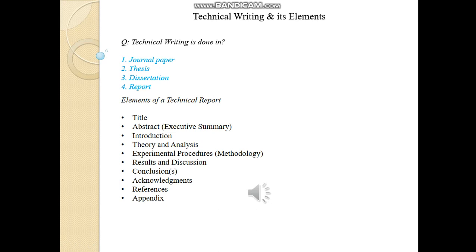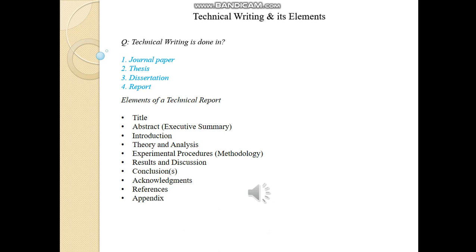The first thing that we will have to look at is what are the entities or elements for which technical report writing is done. So there is a list given over here. There are 4 things which actually require technical report writing. The first one is a journal paper. It is actually a manuscript that you write and submit to a technical journal, engineering related, either communication or power.